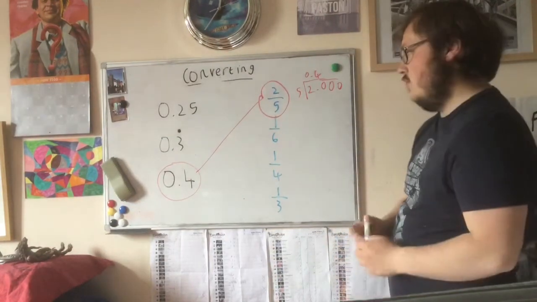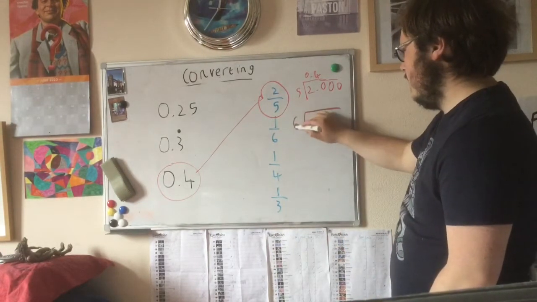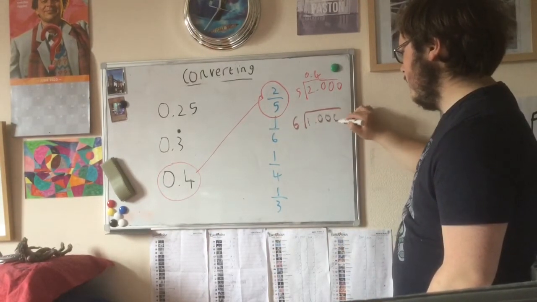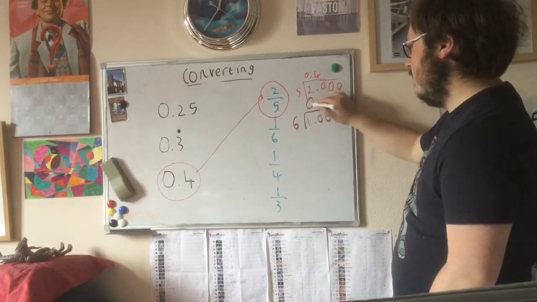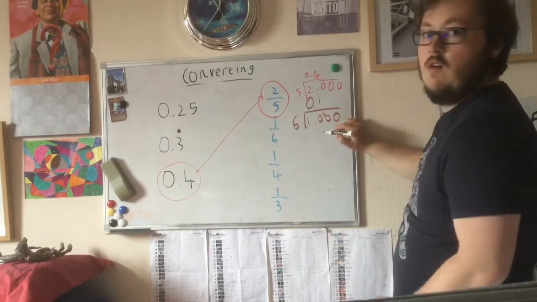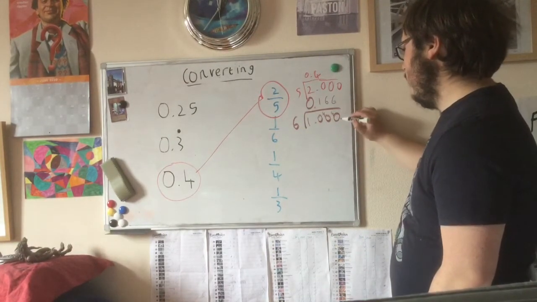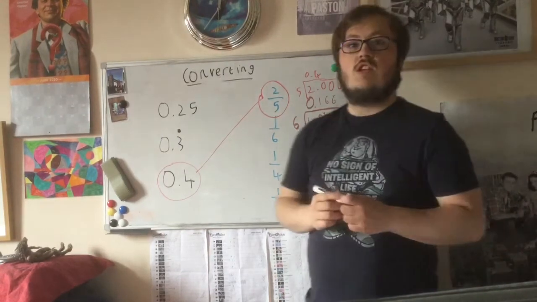Now let's move on to the 1 over 6. So I'm going to do my bus stop. 6 here, 1 here. I'm going to put 0, 0, 0. Goes into it 0 times, goes into it 1 to a remainder of 4. Goes into it, well, anyone remember? 6 times with a remainder of 4. And it will continue going on like this.